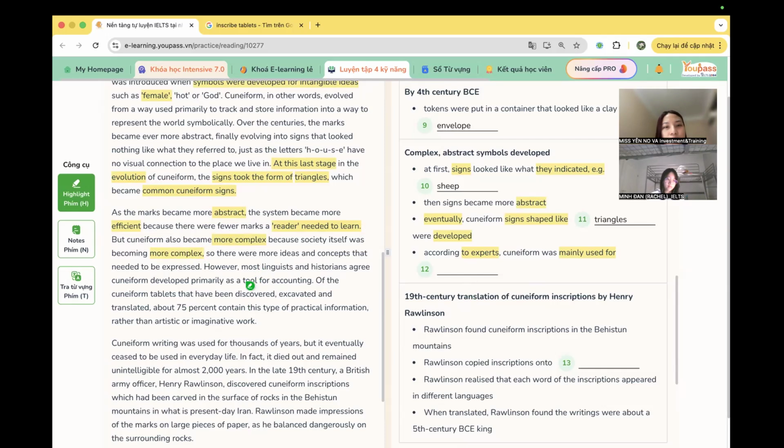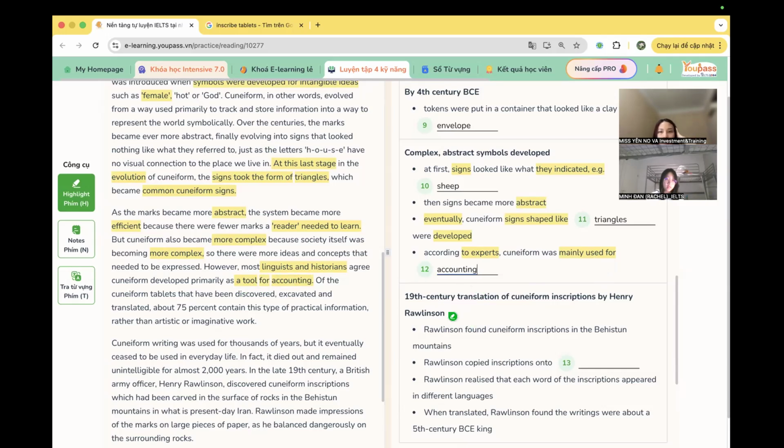Okay, experts are linguists and historians who agree cuneiform developed primarily as a tool for accounting. So what's your answer here? My useful tool, I think so. Or maybe accounting. Yeah, because we focus on this preposition, for accounting. A tool can already represent useful.